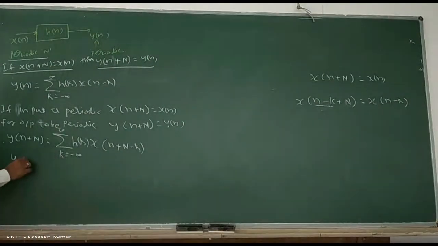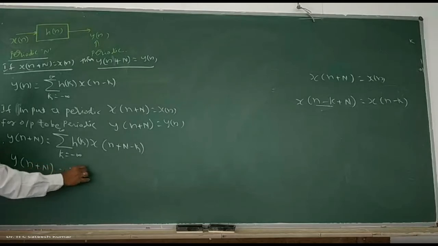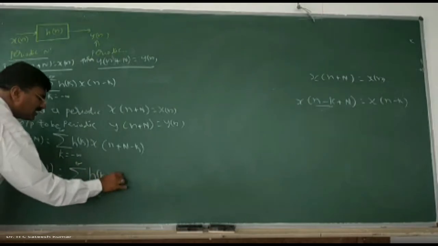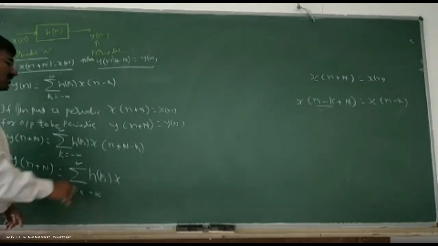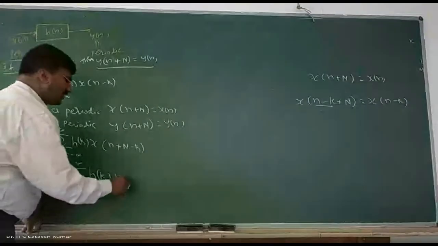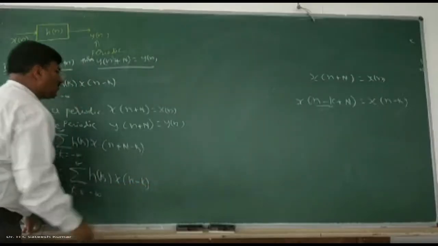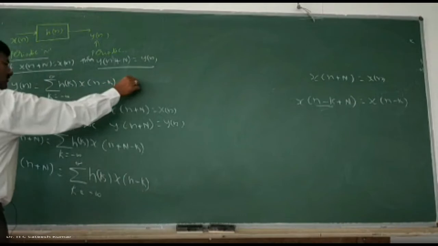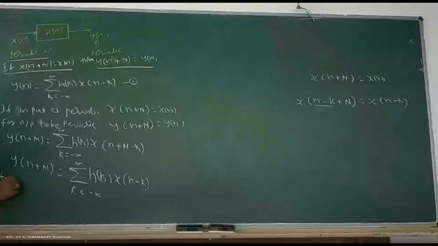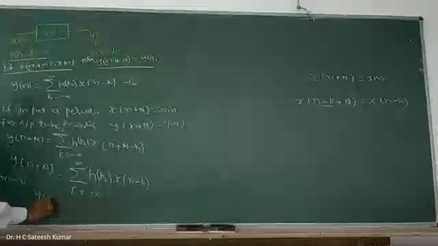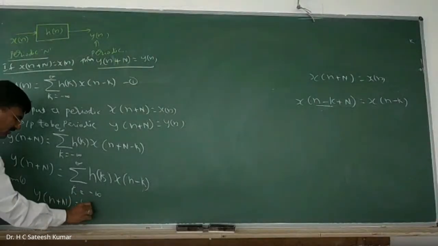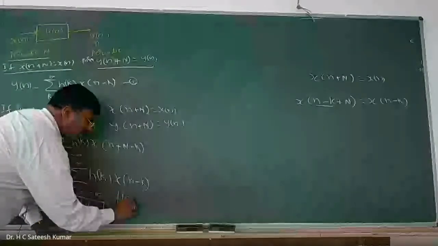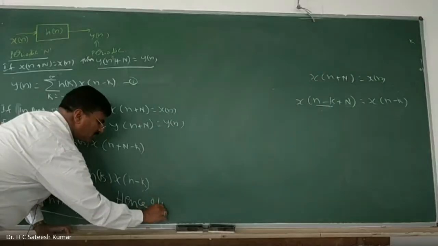Therefore we can write y of n plus n is equal to summation k ranges from minus infinity to plus infinity, h of k into x of n plus n minus k, which is x of n minus k. This is nothing but your original signal. So y of n plus n will be equal to y of n. Hence y of n is periodic. Hence, output is periodic.